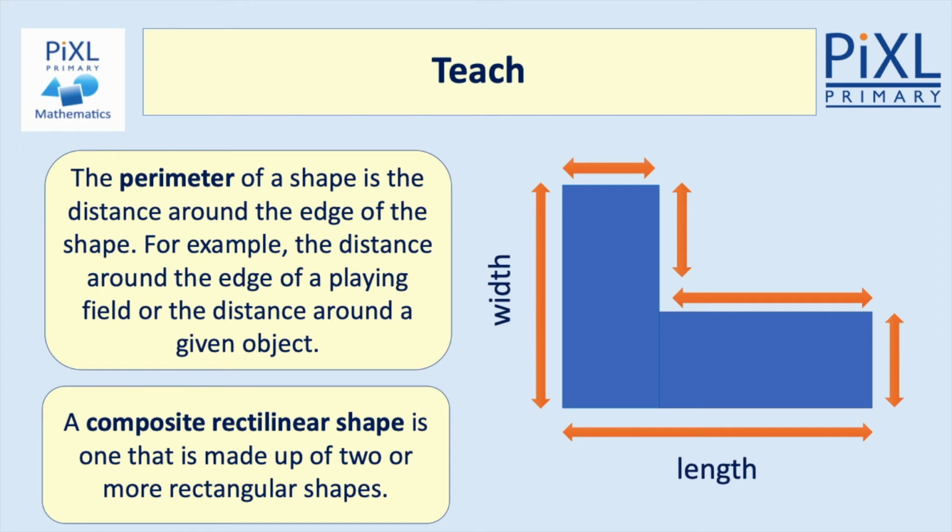A composite rectilinear shape is one that is made up of 2 or more rectangular shapes. So you can see our shape on the right here. If I just get my laser pointer up, you can see that it's made up of this rectangle here, and then this one coming out to the side as well here, and you can just about see that line that joins them together.